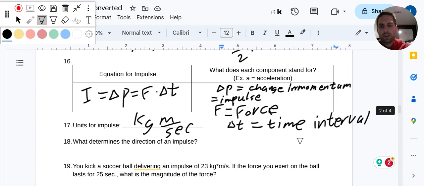We determine the direction of the impulse based on whichever momentum value is bigger. So if the initial one's bigger, whichever is larger in the answer will give you what the direction is. So the momentum, velocities, the velocity will determine the direction.